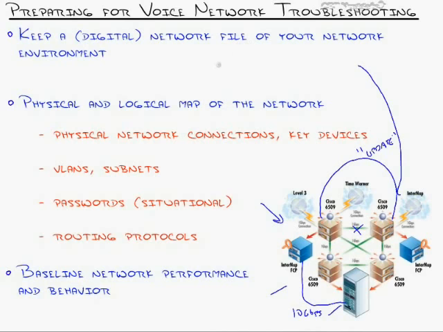Enough on that. Having a digital file of your network environment, which means a physical and logical map of the network. Have physical network connections, key devices. And when I say key, I mean servers, I mean routers, switches, printers sometimes, internet connectivity. All of those key devices should be labeled and, down to the port level, port connectivity.